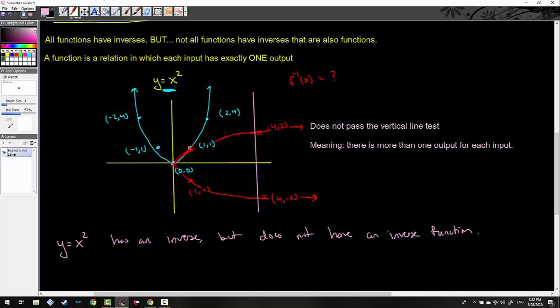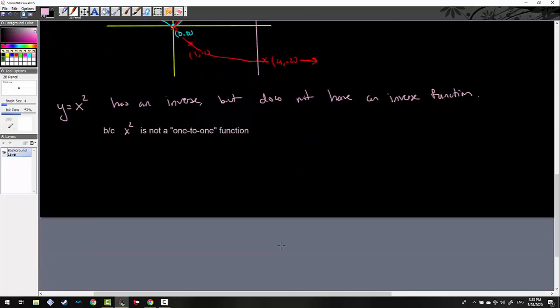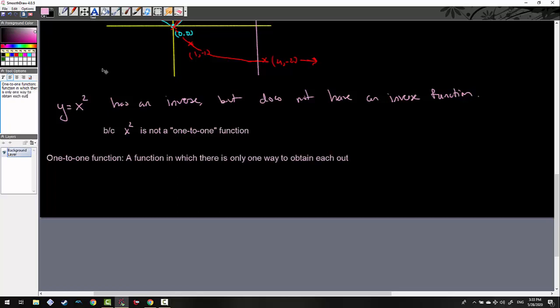And that is because y equals x squared is not what we call a 1-to-1 function. Now, what exactly is a 1-to-1 function? Let me write in y equals x squared here, which is not a 1-to-1 function. A 1-to-1 function is a function. There's a lot of definitions here. A 1-to-1 function is a function in which there is only one way to obtain each output.